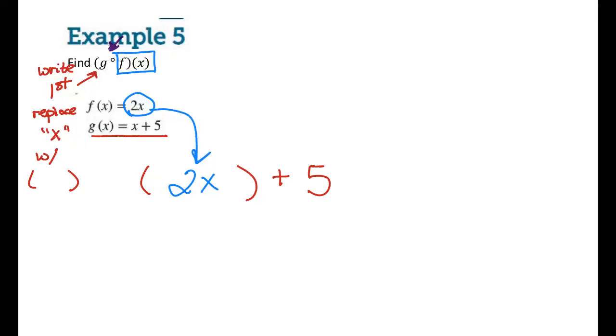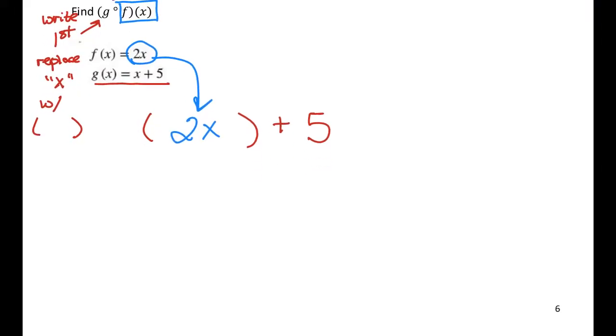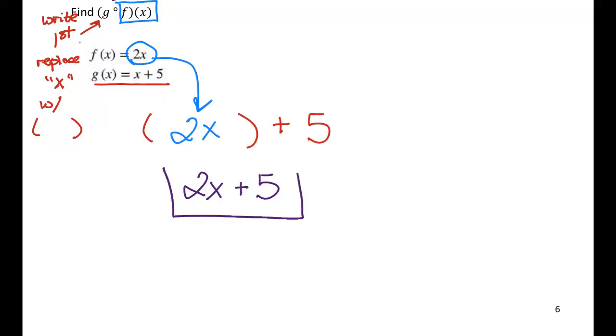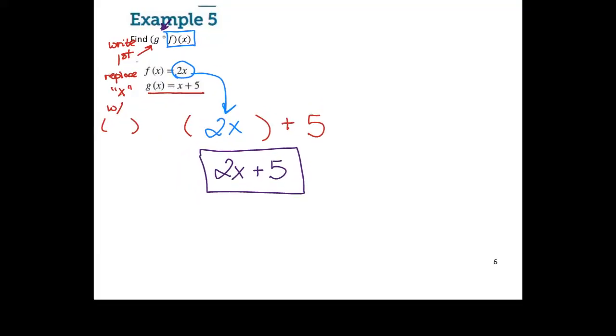2x. So in this case, is there any other simplifying that I need to do? Do I have to distribute at all? No. Are there any other numbers that I have that are common that I can join together? No. So your final answer is just 2x plus 5. That's it. Any questions on that?